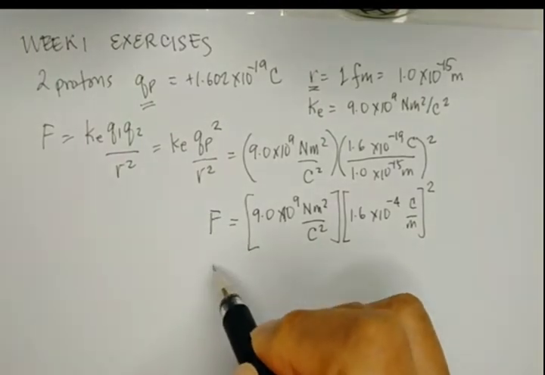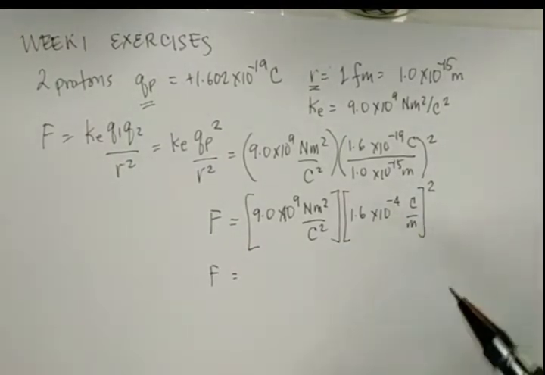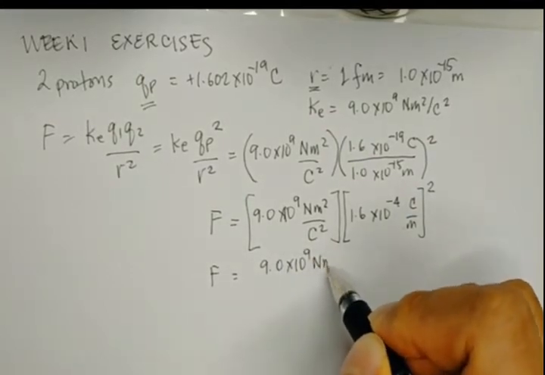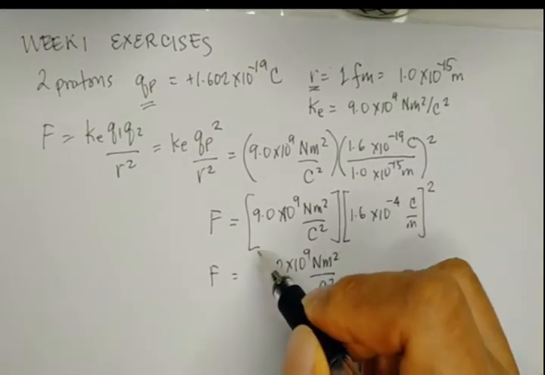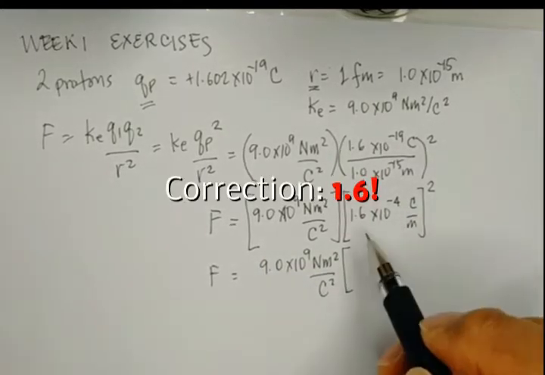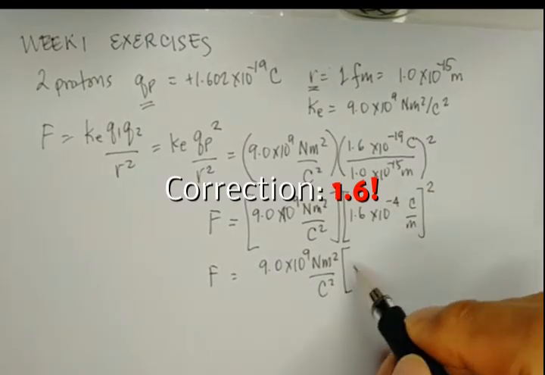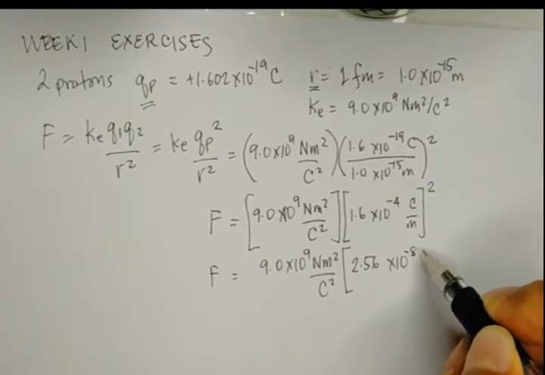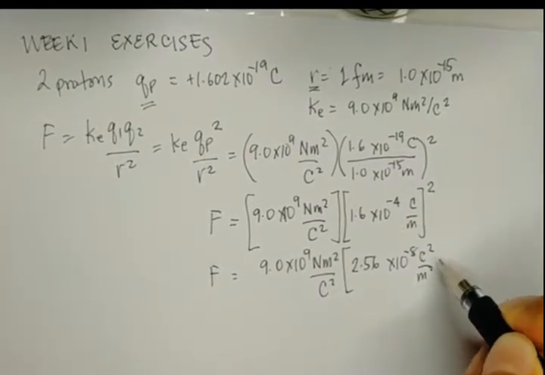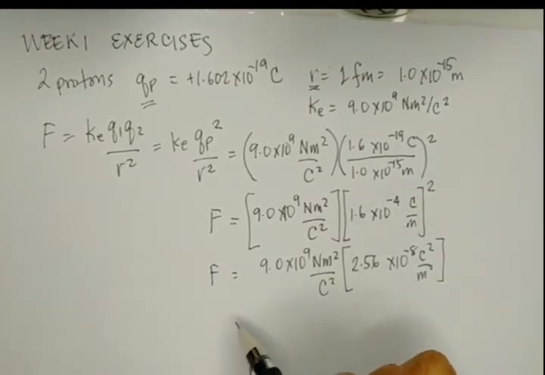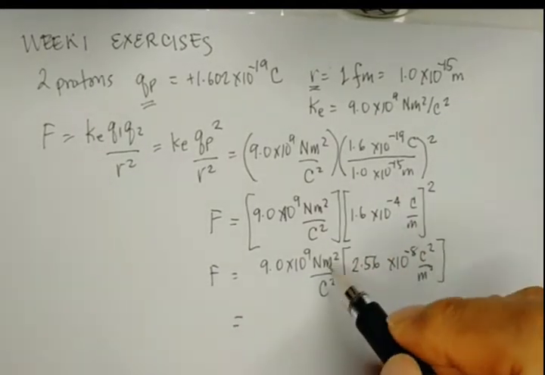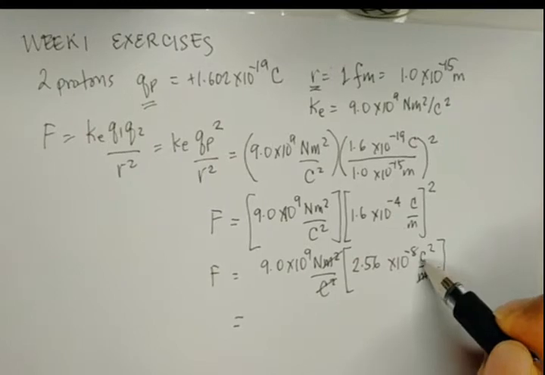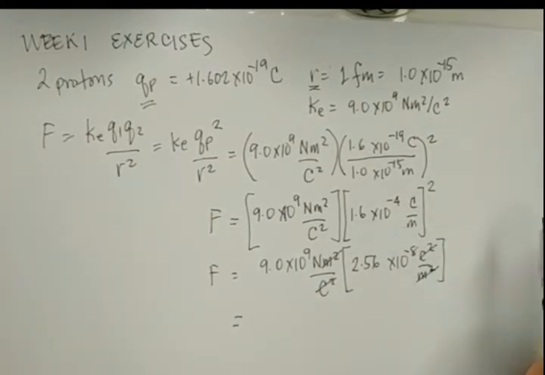So yun ang F. F is therefore equal to, again, bring it down, 9.0 times 10 to the 9 Newton meter squared per Coulomb squared times yung square nito, what's square of 16? 2.56 times 10 to the negative 8 coulomb squared per meter squared. So, dito pala makikita nyo na ang solution. Okay, so you can cancel that out. Squared naman yan. Cancel this out. So you're left with 9 times 2.56.